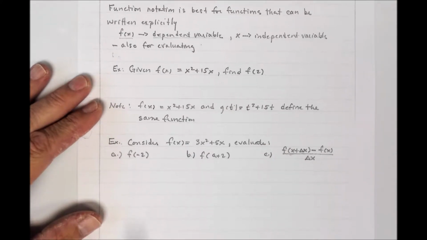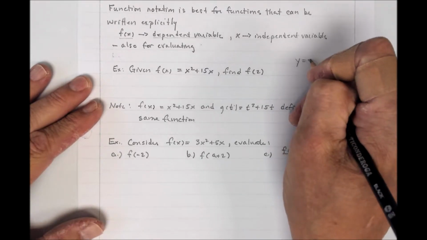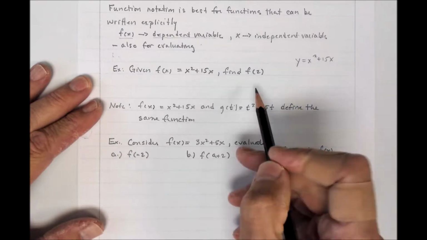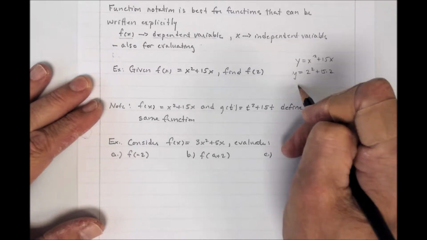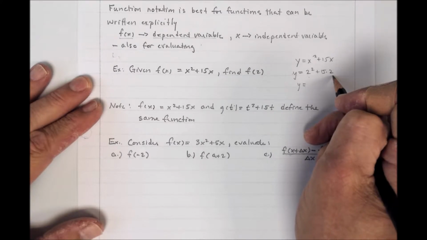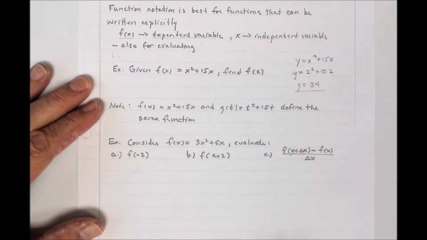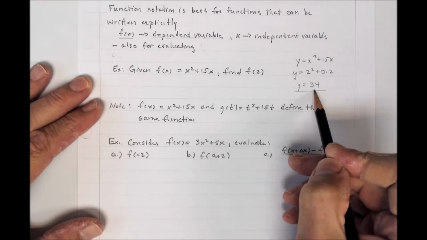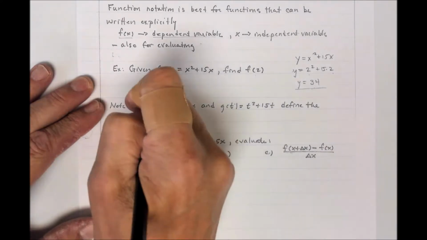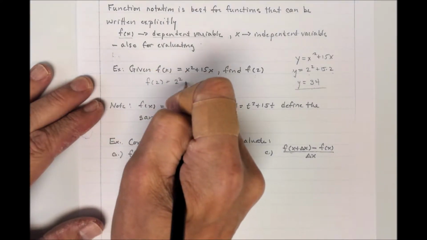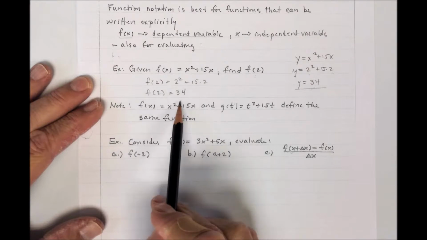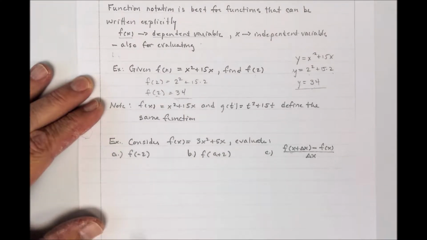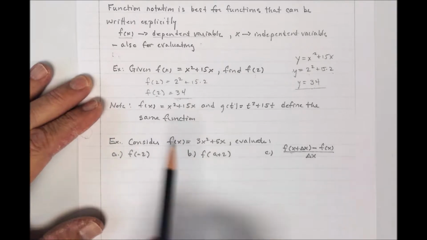Here's an example. Given f of x is equal to x squared plus 15x. If I write this as y equals x squared plus 15x, and then it says find f of 2, which means find it when x is 2, I would get y equals 2 squared plus 15 times 2, which is 4 plus 30, or 34. Now, if all I look at is this, I don't know what I plugged in for x to get this y value. However, if I use function notation, f of 2, which is 2 squared plus 15 times 2, is 34. So not only do I see what the y value is, I can see what the x was that this is the image of. So that's kind of nice.